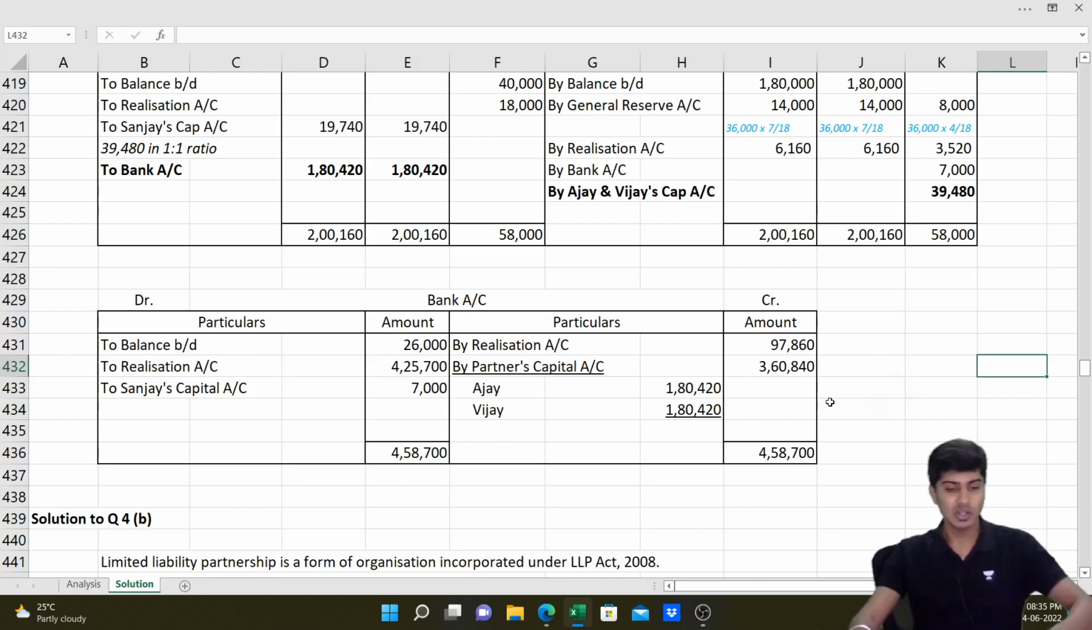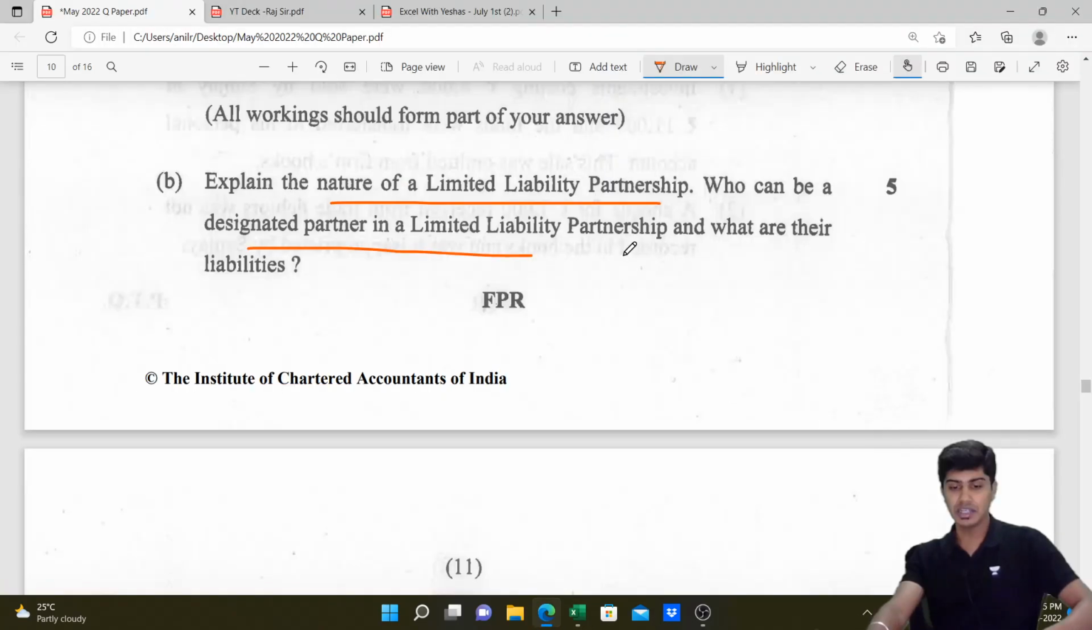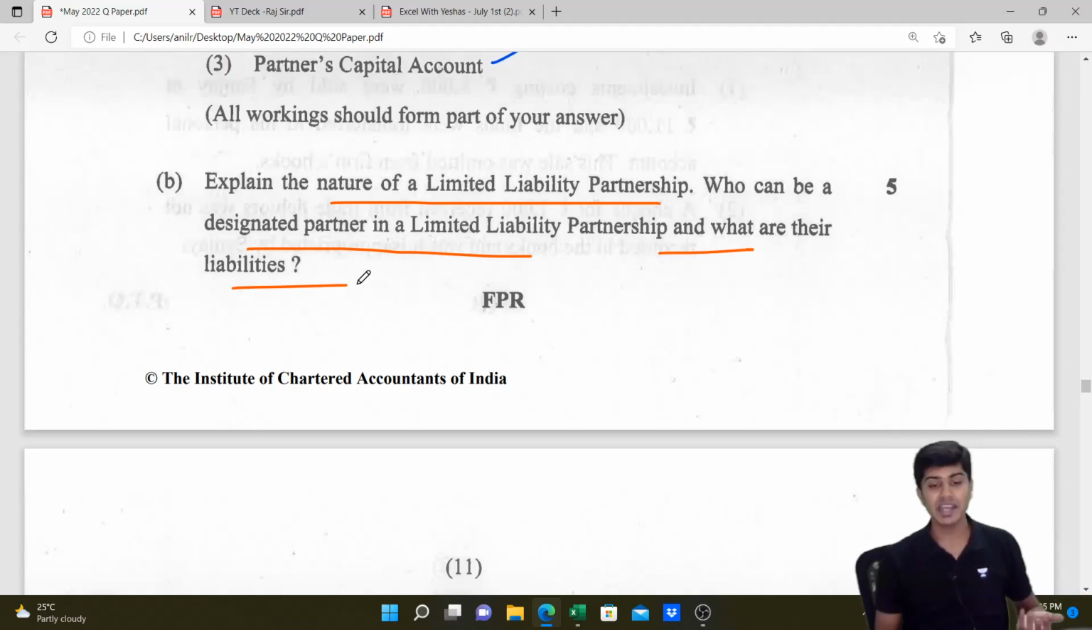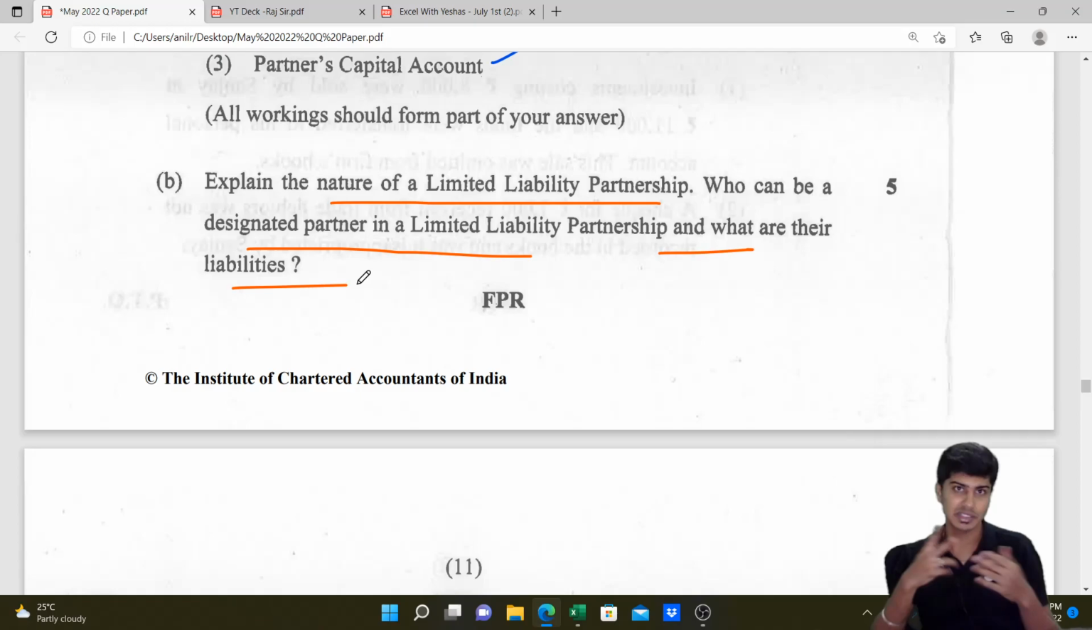Yep. So let's now do the second part of question number 4, that is 4B. Explain the nature of limited liability partnership and who can be a designated partner, and what are their liabilities. So the characteristic features of a limited liability partnership are similar to that of a company. It is a body corporate, there is a separate legal entity, and there is limited liability to the partners. So these are the characteristic features of a limited liability partnership.